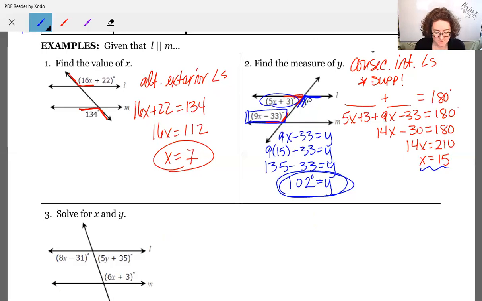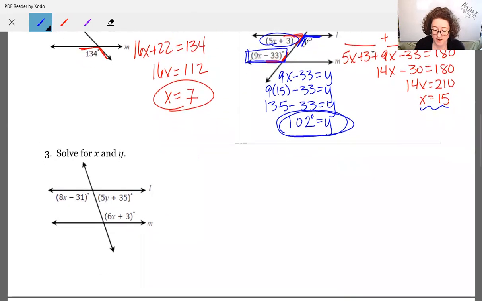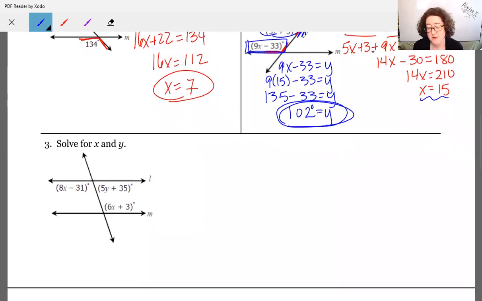Awesome. So same kind of thing with number 3. We have two sets of variables. This one actually wants us to solve for both x and y. So again, let's just attack one at a time. So I have two expressions here that have x's on them. And again, not a bad idea to kind of highlight those angles or trace around them to bring your attention. What kind of angle pair are my x's? So those expressions are alternate interior angles, which means I can set those expressions equal.